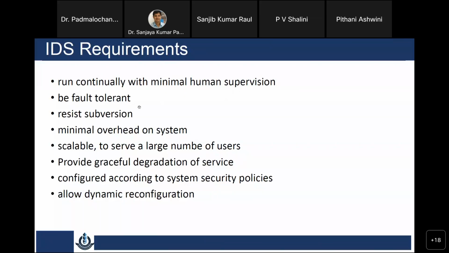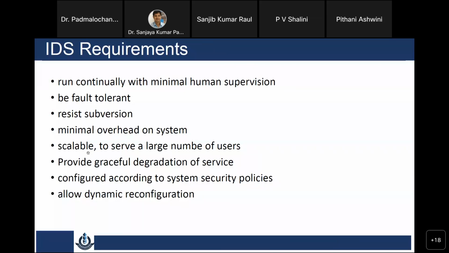It should be fault tolerant. If some functioning is not working, still it should work. The other components should work, or there should be duplication, so that if one system fails, then the other systems can take over. Okay. Then it should resist subversion. If the versioning changes for some components, still its functionality remains the same. Okay, software versioning changes, still its functionality remains the same.